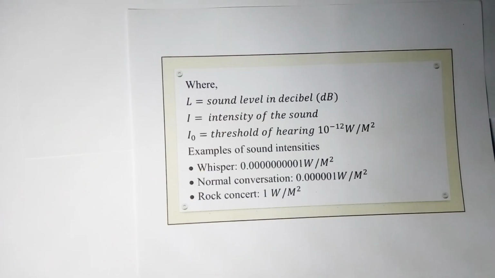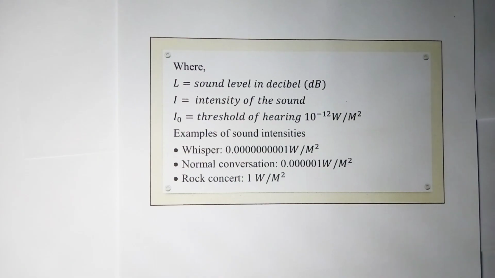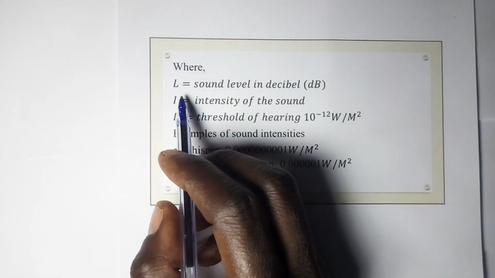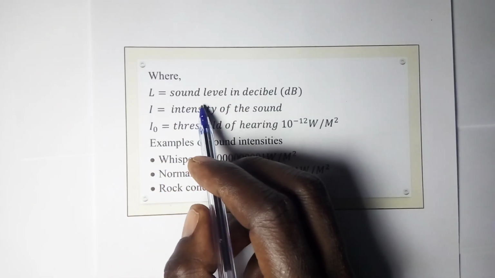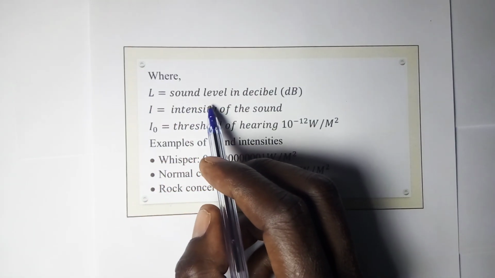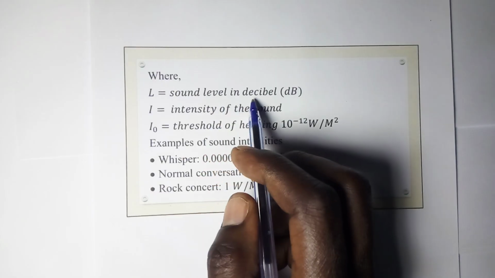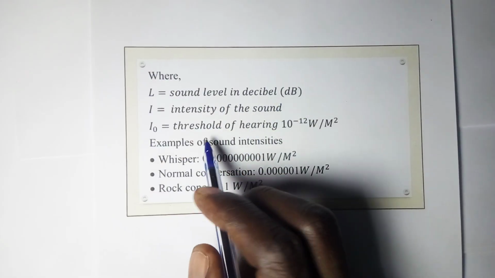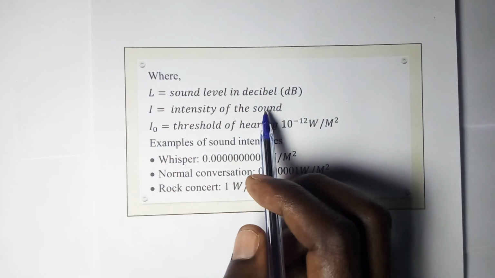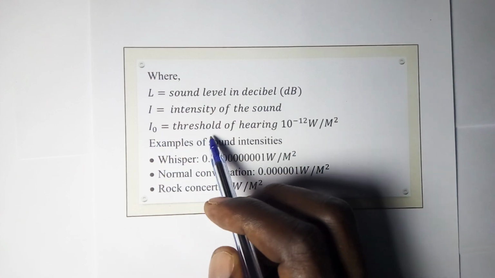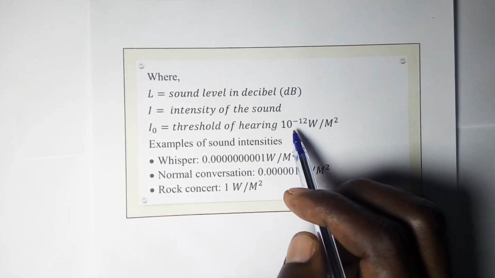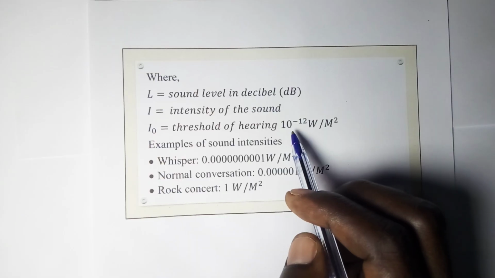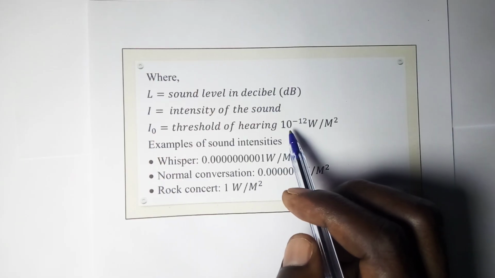So as we move on, L represents the sound level in decibels, which is the dB, I is the intensity of the sound, and I naught is the threshold of hearing, which we denoted earlier. This one is a reference intensity, and we cannot change it.